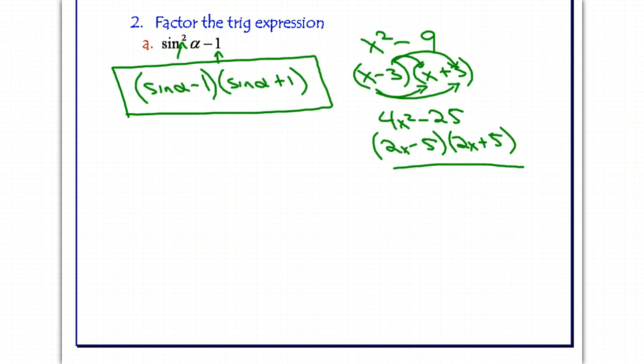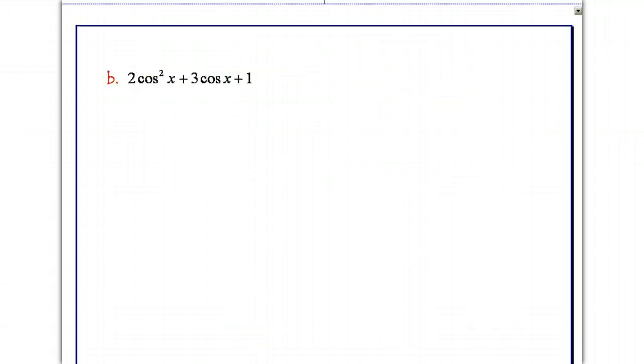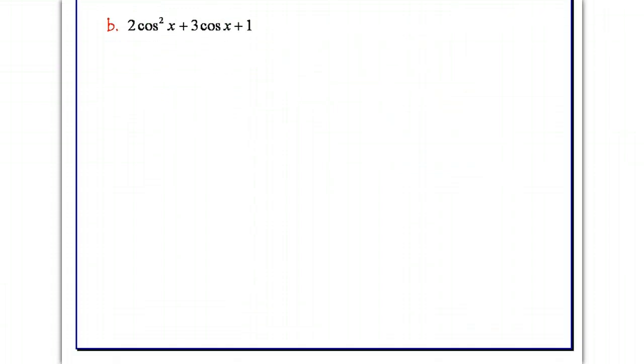You could have argued up here, isn't this a trig identity? And it turns out it's not quite a trig identity. But that wasn't the question this time. It was factor. And so we factored that as a difference of two squares. Okay, a few more of these. Hopefully you're enjoying these. Look at this. They want us to factor this one again.